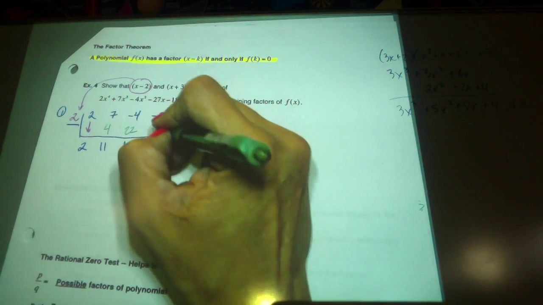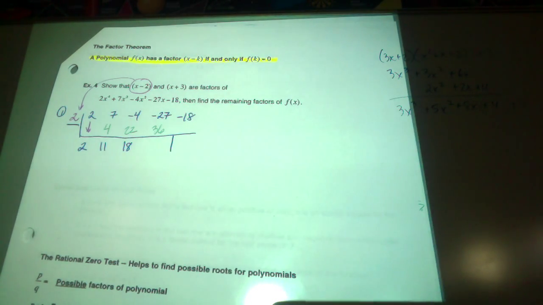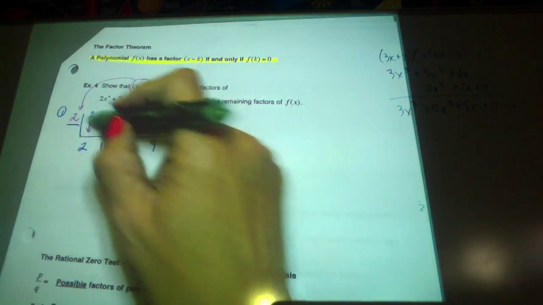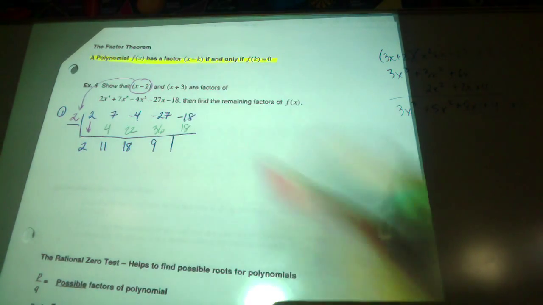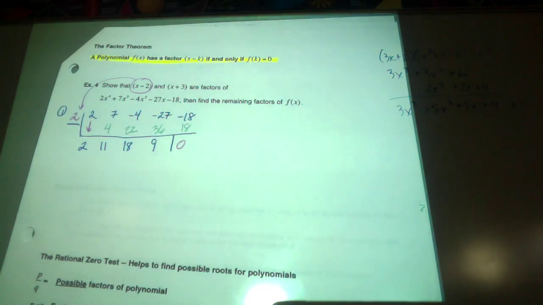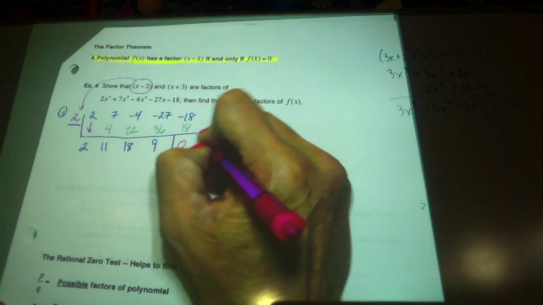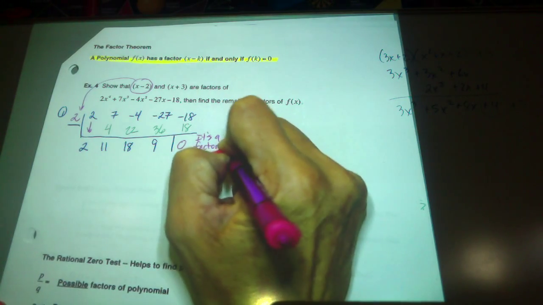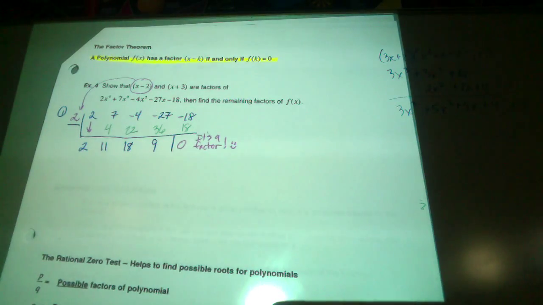2 times 18 is 36. Add down, I get 9. 2 times 9 is 18. Add down, glory, hallelujah. We have a 0. So what does that tell you? It's a factor, right?